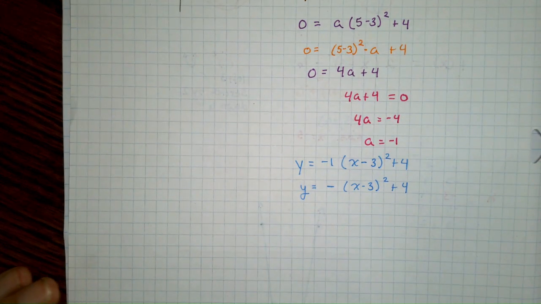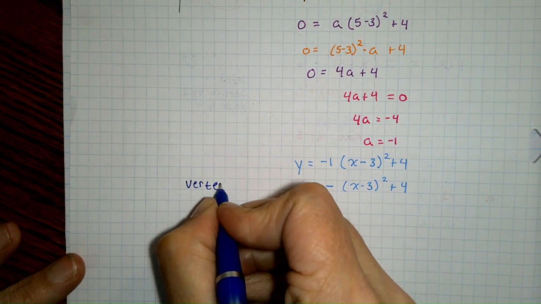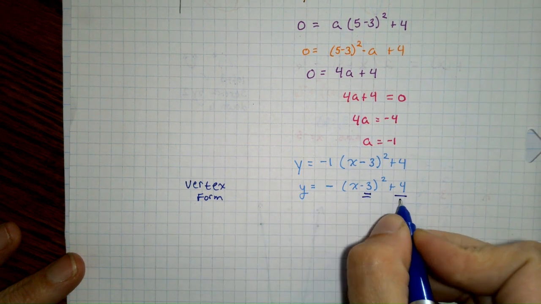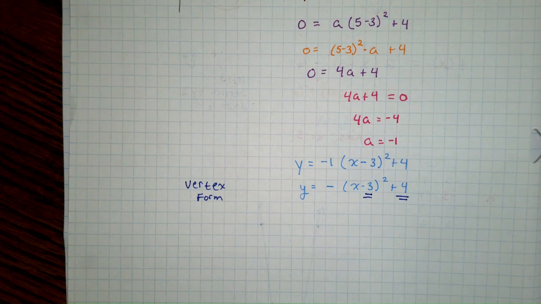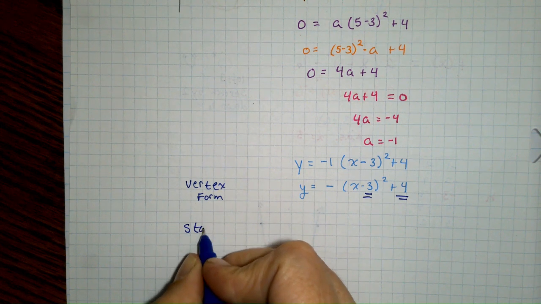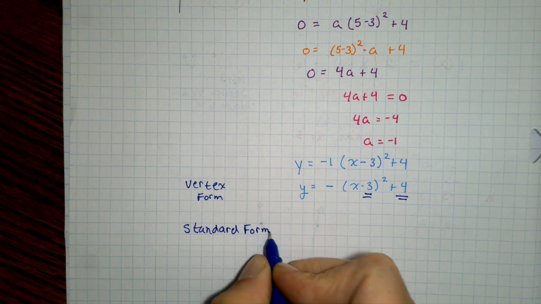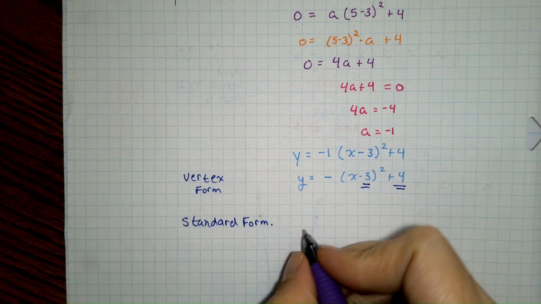In the future, you might be asked to go from this format to another format. Okay? Remember, this is vertex form, and it's vertex form because it gives us the vertex. Another form, and I will talk about this form more in other videos, is called standard form. And I just want you to know how to go from vertex form to standard form. I think you already know this, but just in case, we're going to go ahead and go through it.